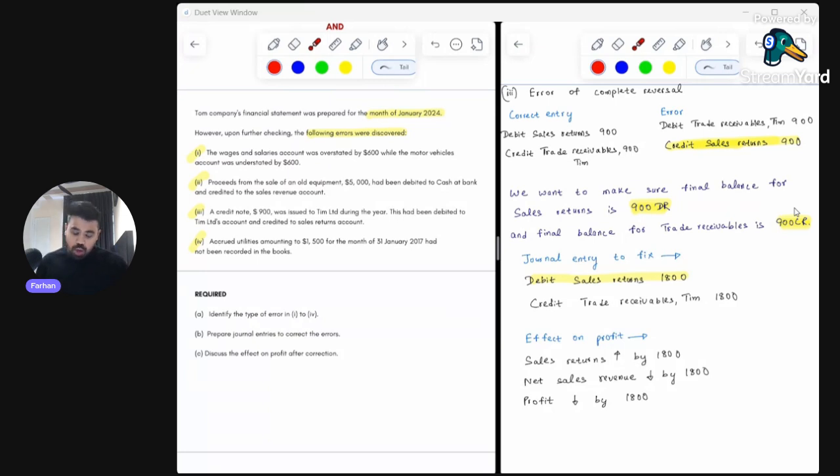All right. Now, once the journal entry to fix this has been done, what's the effect on profit? Now, we understand when we debit sales returns by $1,800, we are essentially increasing our returns. And when our sales returns go up by $1,800, our net sales revenue should go down by $1,800, right? Because we have got some returns. And when our net revenue goes down by $1,800, our profit is going to be directly affected by the amount of reduction in net revenue. Therefore, our profit is going to be affected by $1,800.